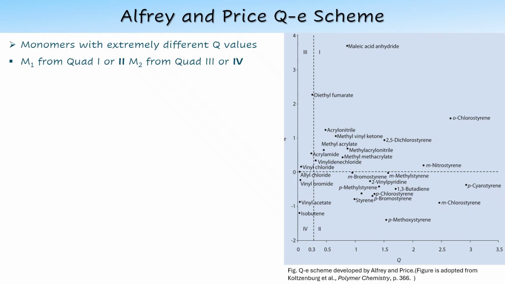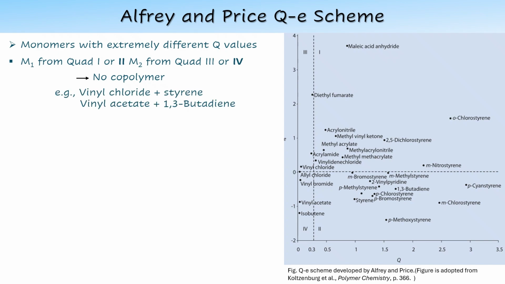This leads to our first rule. Monomers with extremely different Q values do not copolymerize well. If one monomer is from a high Q quadrant and the other from a low Q quadrant, their radicals are simply too different in stability. Converting a stable radical into a reactive one or vice versa is energetically very costly. Examples include vinyl chloride with styrene or vinyl acetate with 1,3-butadiene. In these pairs, copolymerization is very difficult.